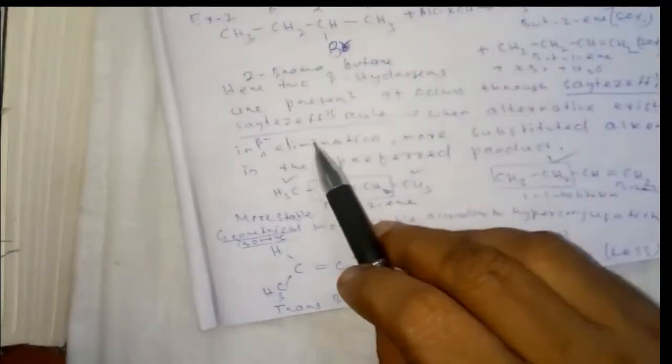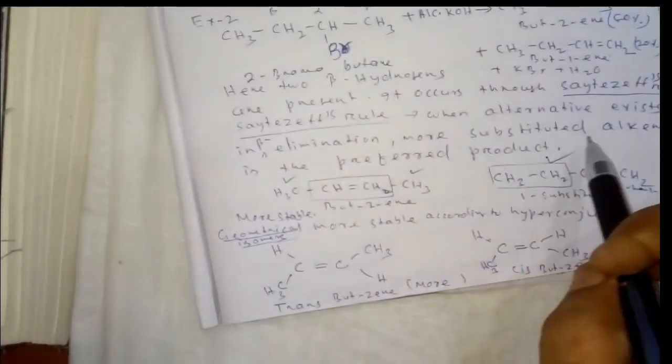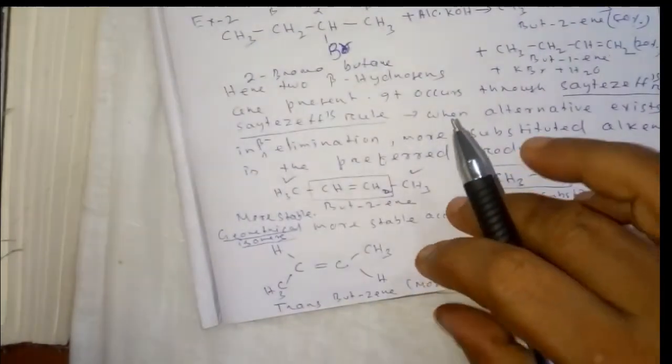Here 2 beta hydrogens are present. It occurs through Saytzeff route. So the more substituted alkene is the preferred product. It is more substituted and it is more stable.